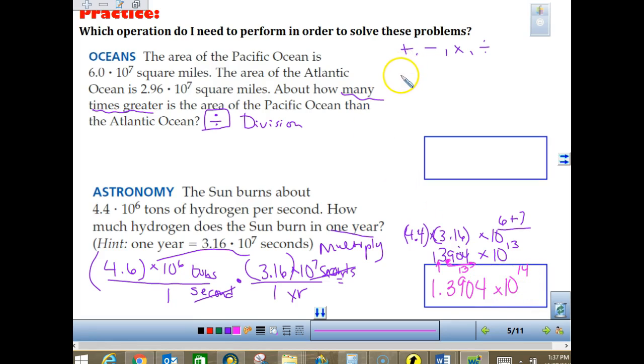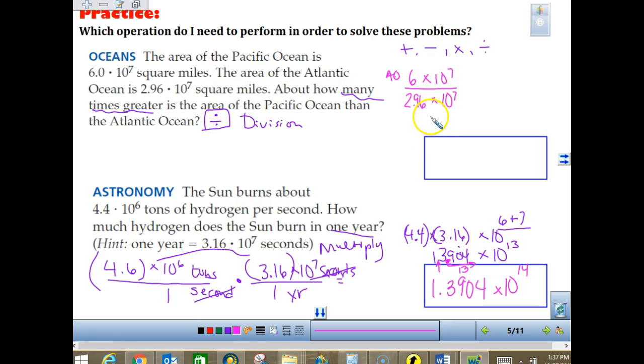This one up here, when we are taking a look at it, we're doing the division. We're taking the Atlantic Ocean, right? Atlantic Ocean was 6 times 10 to the 7th divided by 2.96 is almost what? If you were estimating it, what would you round it to? 3. What happens to 10 to the 7th over 10 to the 7th?